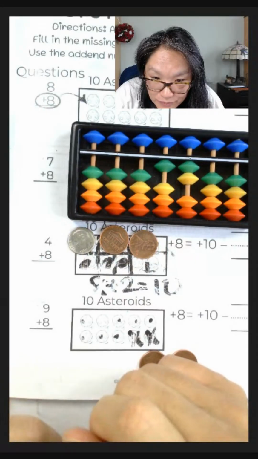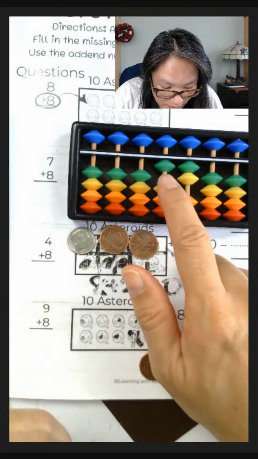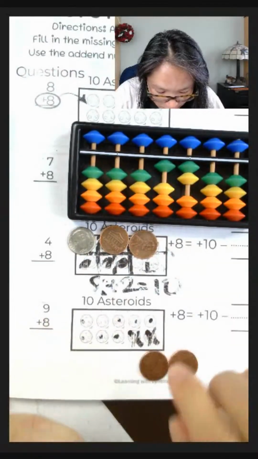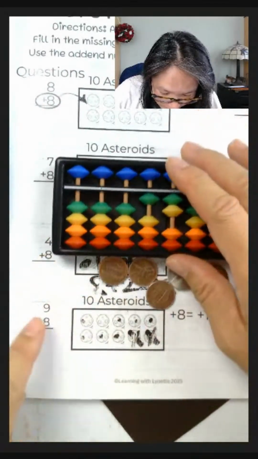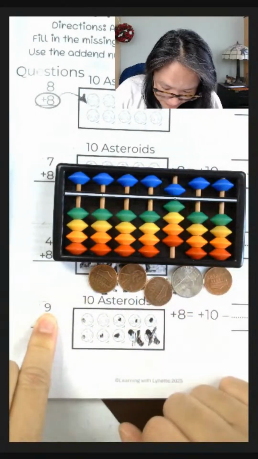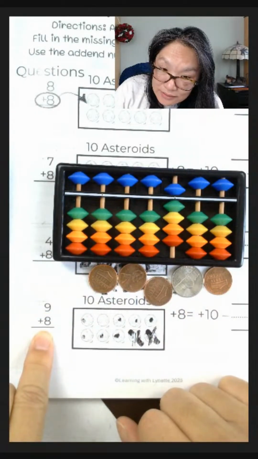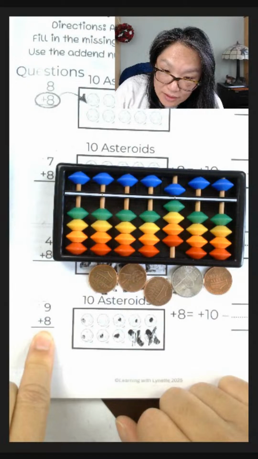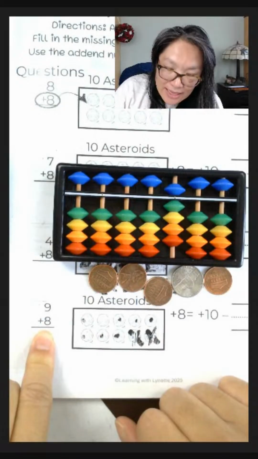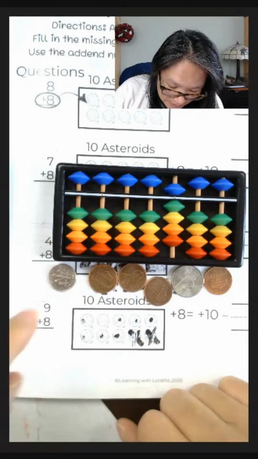How are we doing? We can do it again. Thank you, 12. Thank you, Tammy. We have 9 on my abacus, right? We want to add 8. If you add 10 minus 2, it's the same as adding 8. Yes, it is. Exactly.